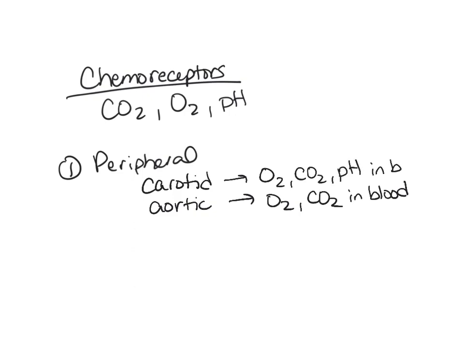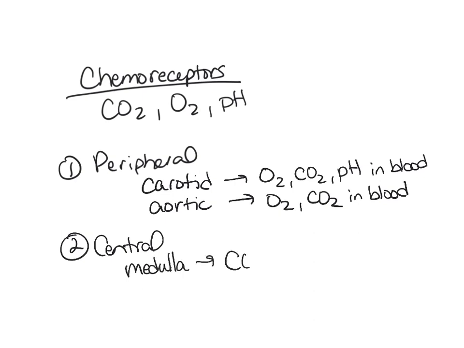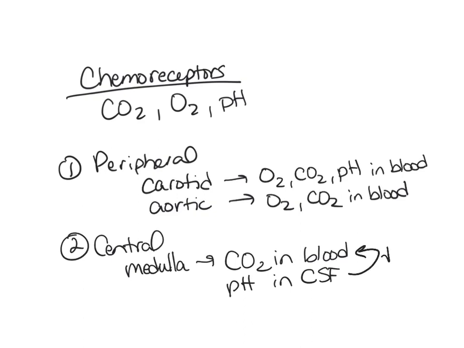The central chemoreceptors are found in the medulla. These central chemoreceptors are most sensitive to the changes in the amount of carbon dioxide in the arterial blood and the pH of the cerebrospinal fluid. The pH of the cerebrospinal fluid is directly related to the amount of carbon dioxide in the arterial blood.